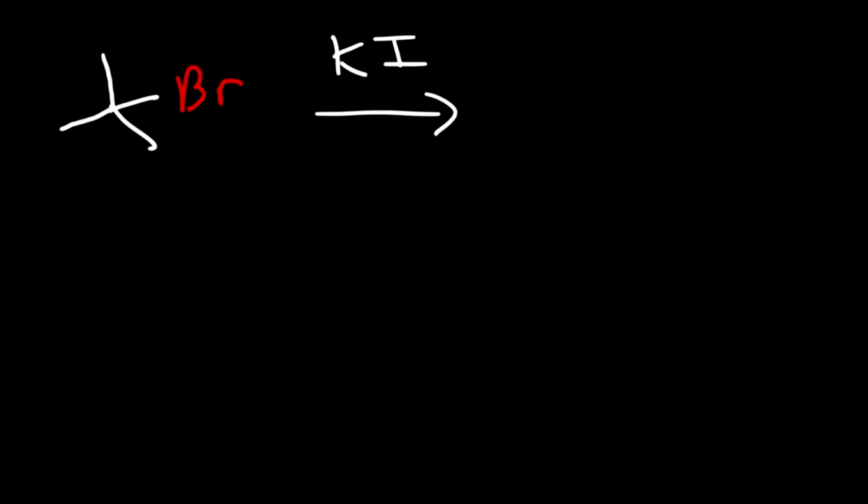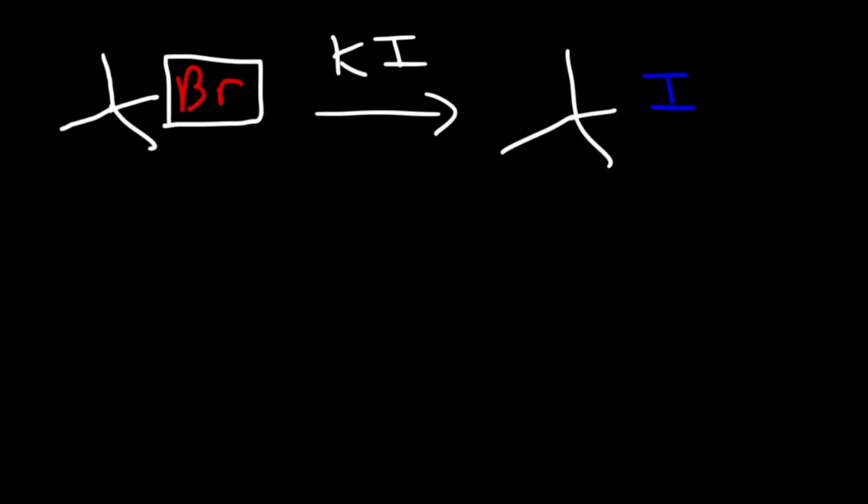In this video, we're going to focus on the SN1 reaction mechanism. So let's say we have tert-butyl bromide, and we wish to react it with potassium iodide. What's going to be the major product in this reaction? In order to draw the major product, all we need to do is replace the leaving group with the nucleophile. In this case, the nucleophile is the iodide ion.